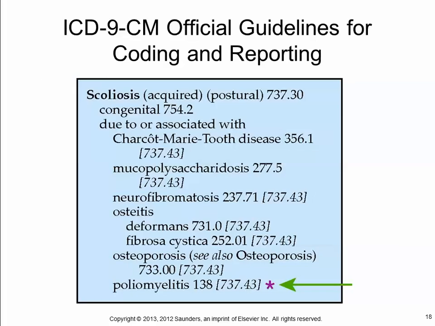So here is an example, okay? We have scoliosis, we have poliomyelitis. Poliomyelitis 138, scoliosis 737.43. So it tells you what you need to do, okay? Just read your code book. Let it guide you. Let it guide you. It will hold your hand and take you down the road, okay?